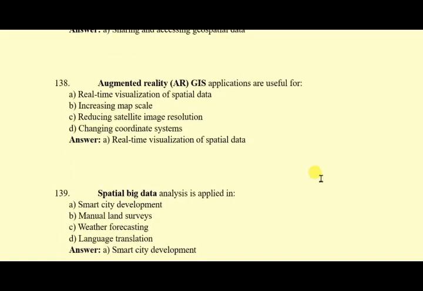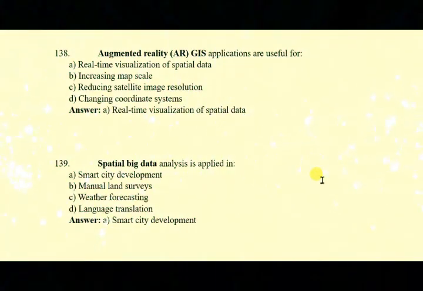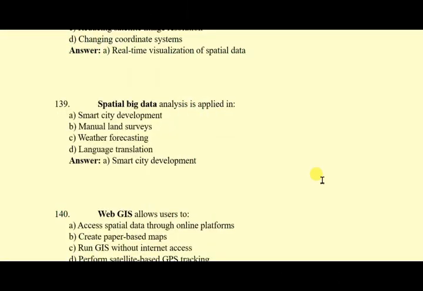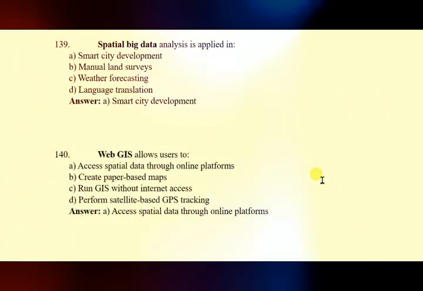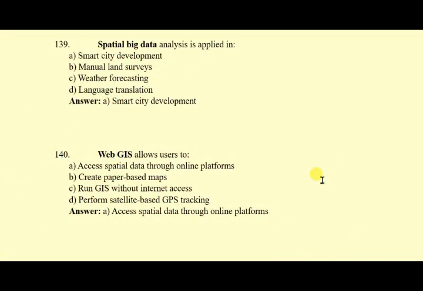138. Augmented reality (AR) GIS applications are useful for real-time visualization of spatial data, increasing map scale, reducing satellite image resolution, changing coordinate system. Here the right answer is real-time visualization of spatial data. Question 139. Spatial big data analysis is applied in smart city development, manual land surveys, weather forecasting, language translation. And the right answer is smart city development.